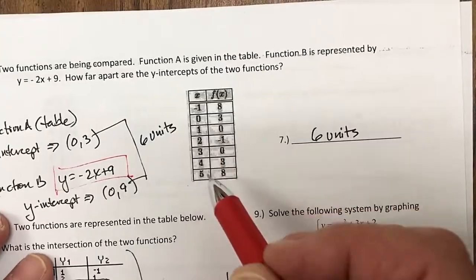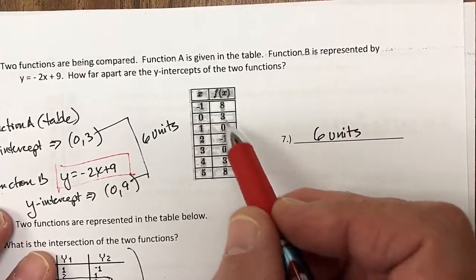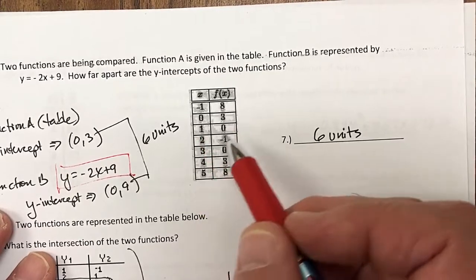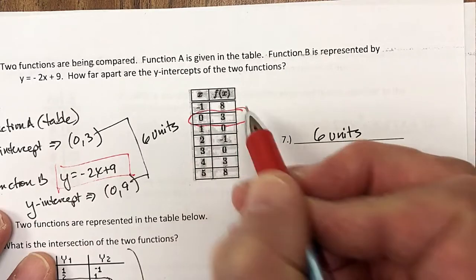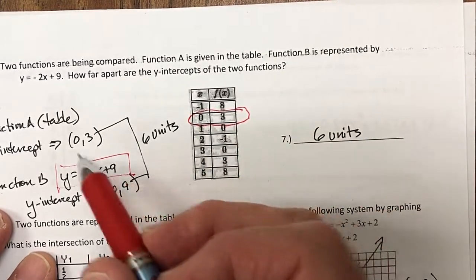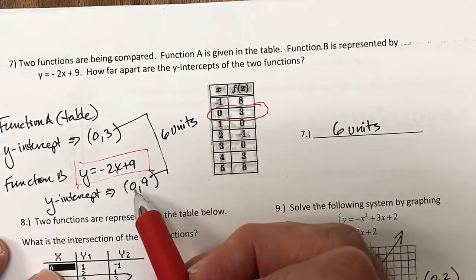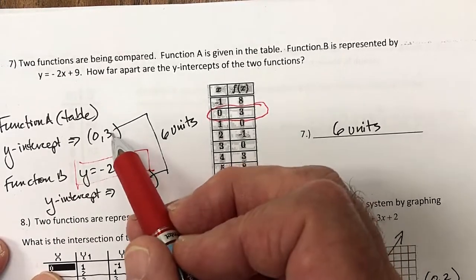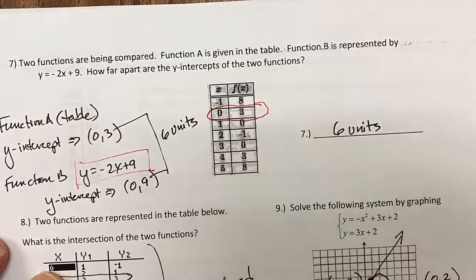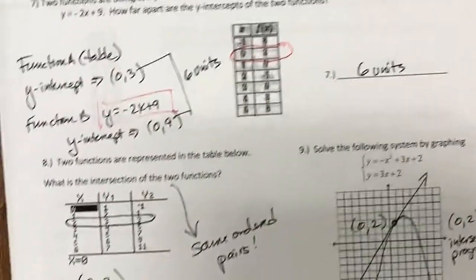Well, you look at the table, and you're looking for an ordered pair that has a 0 for the x, because that means that's the y-intercept. All right, that one's that right there. 0, 3. This one is, the 9 is the y-intercept, 0, 9. All right, well, how far is it from 3 to 9? Well, that's where you get 6 units.